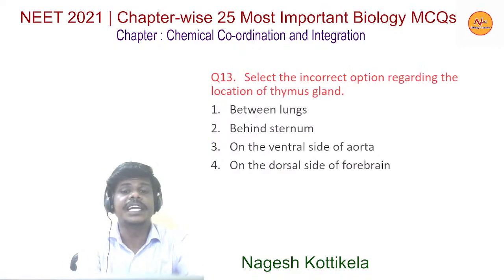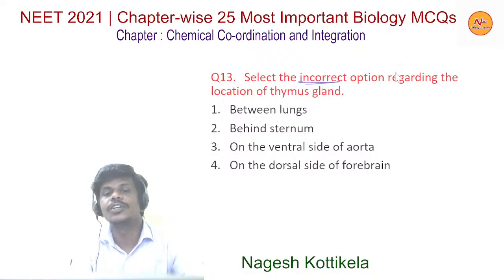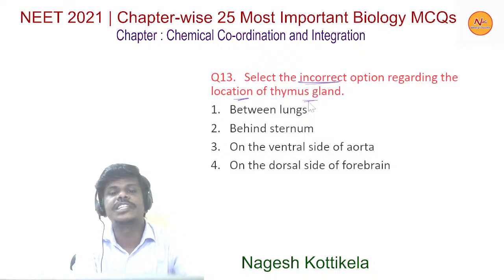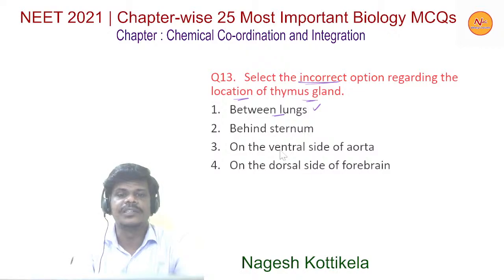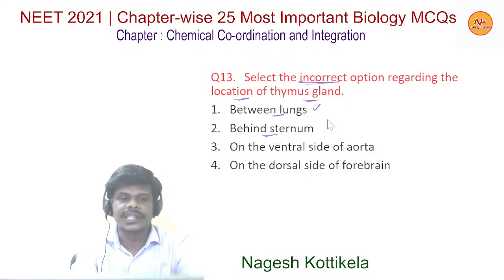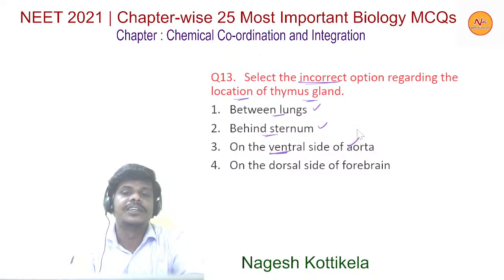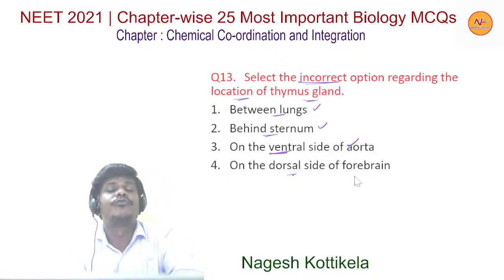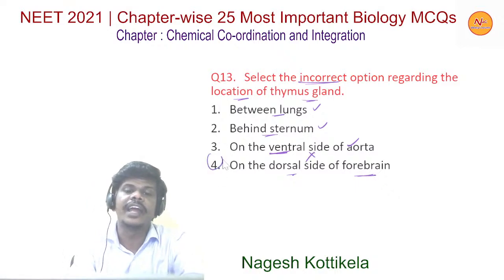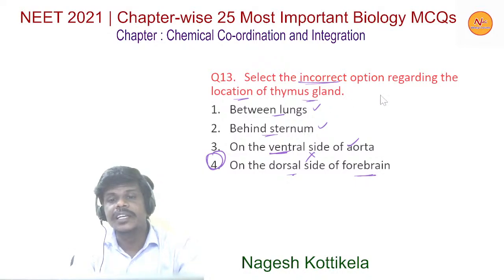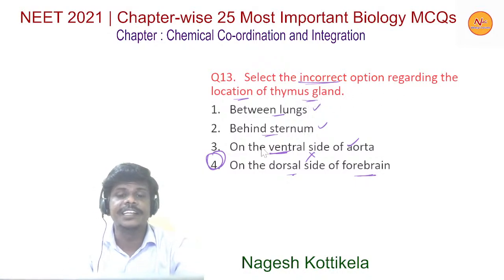Now, moving to the next question: select the incorrect option regarding the location of thymus gland. Option 1, between lungs. Yes, it is between lungs. Behind sternum. Yes, it is located behind the sternum. On the ventral side of the aorta, this is also correct. And on the dorsal side of forebrain, this is wrong. So the incorrect option is the fourth one. It is not located on the dorsal side of forebrain. On the dorsal side of forebrain, pineal gland is located.